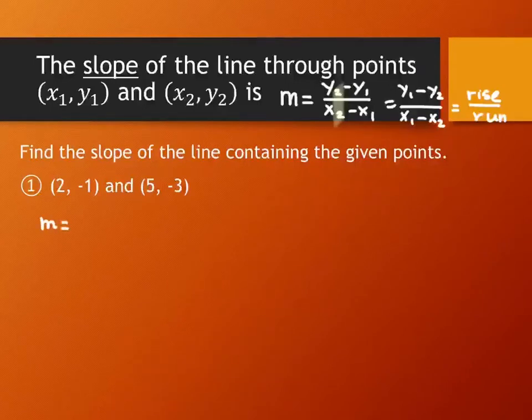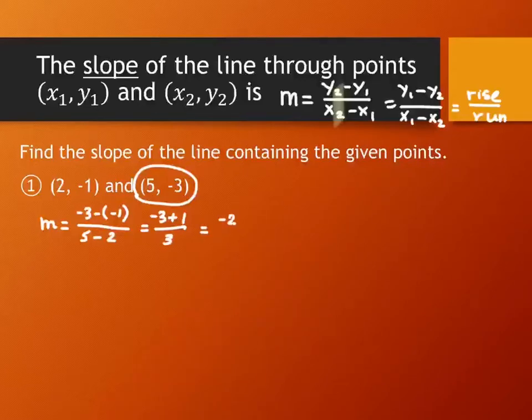So we're going to find m. And I usually just let the second term be my (x2, y2) and start with that. You don't have to. You can start with the first one if you'd like. So we're going to take the second y value, which is negative 3, minus the negative 1 in the first ordered pair, over 5 minus the 2 in the first ordered pair. So the first one, of course, is negative 3 plus 1 on top, and 5 minus 2 is 3. And then negative 3 plus 1 would be negative 2. So we have a slope of negative 2/3 for our first example.